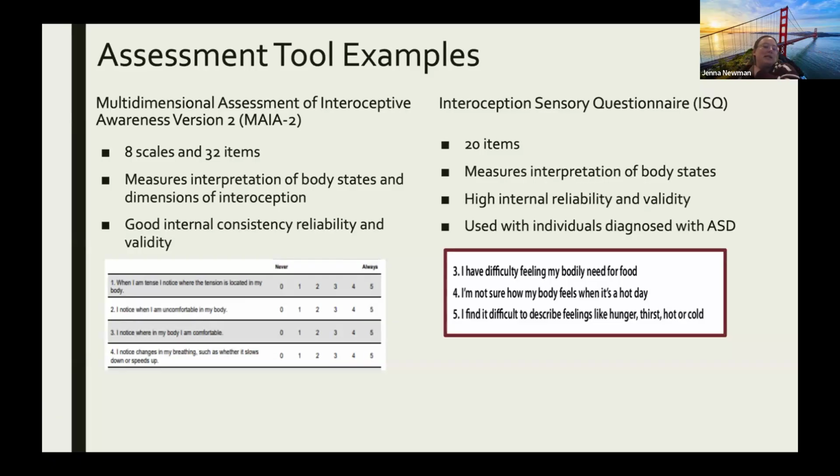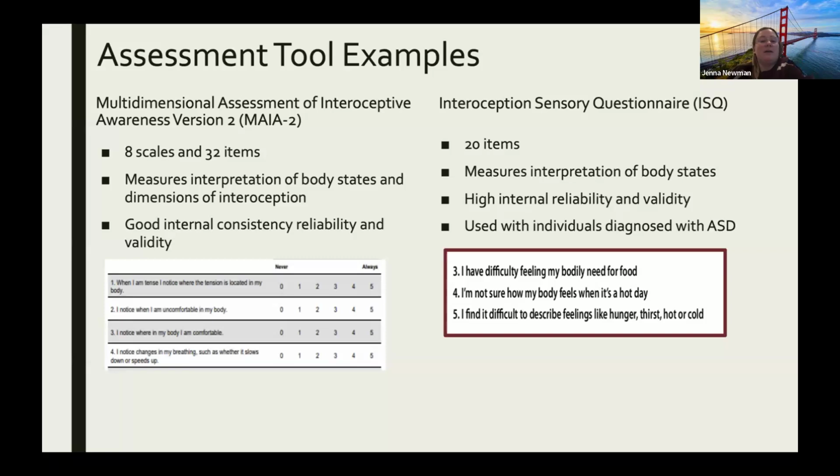Some of the questions that it asks include: when I am tense, I notice where the tension is located in my body. I notice when I am uncomfortable in my body. I notice where in my body I am uncomfortable. I notice changes in my breathing, such as whether it slows down or speeds up.